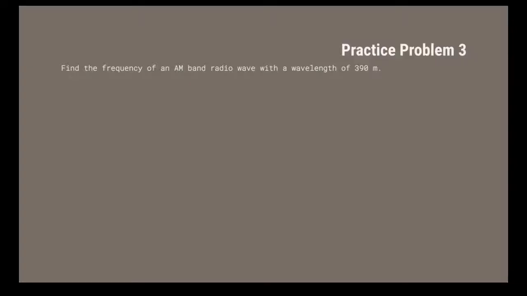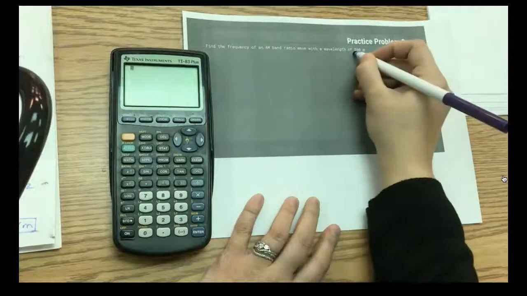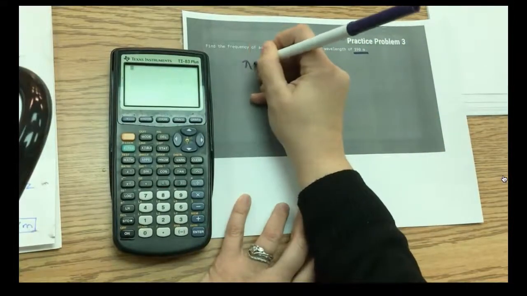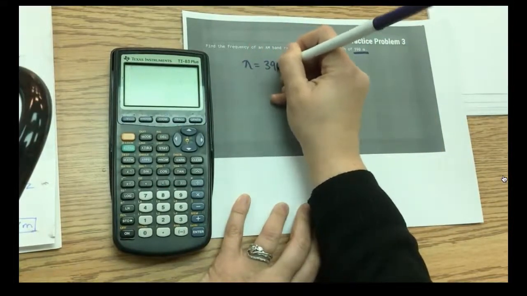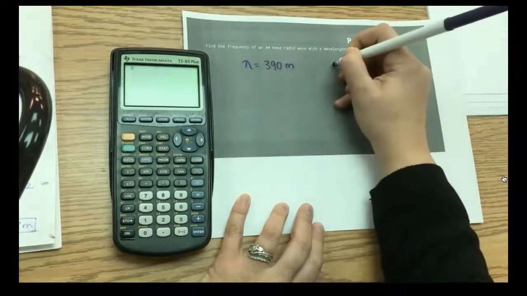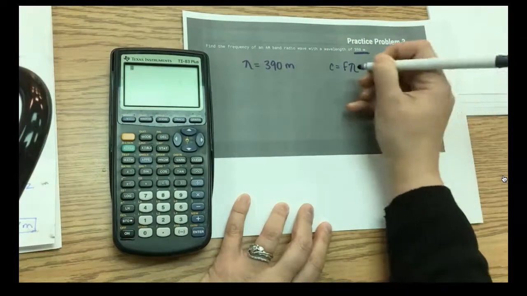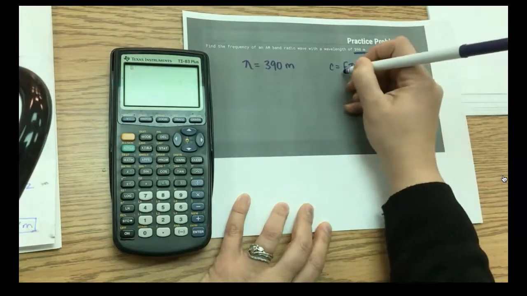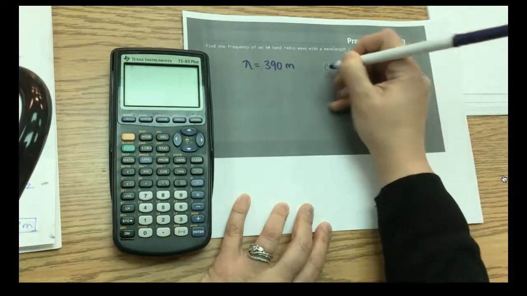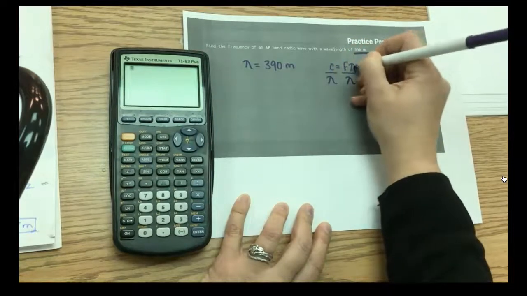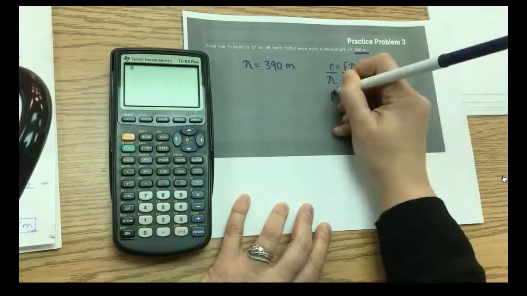So practice question number 3. This time I'm going to be solving for frequency, and I'm given a wavelength of 390 meters. So again, I'm going to start off by writing what I have. So my wavelength is 390 meters. This time I'm looking for frequency, so my formula will look slightly different when I solve for it. This time I'm going to divide by wavelength on both sides to get rid of it, so that I am left over with just frequency all by itself.